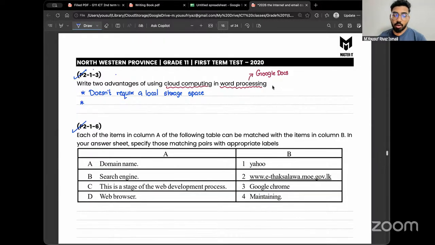For example, if you're using Microsoft Word and I'm going to share the file, I have to share the document. But in Google Docs, I don't have to share the document file. I can just share a link. Anytime a person clicks on that link, the file will get auto updated. So you can mention that as easy to share with others.